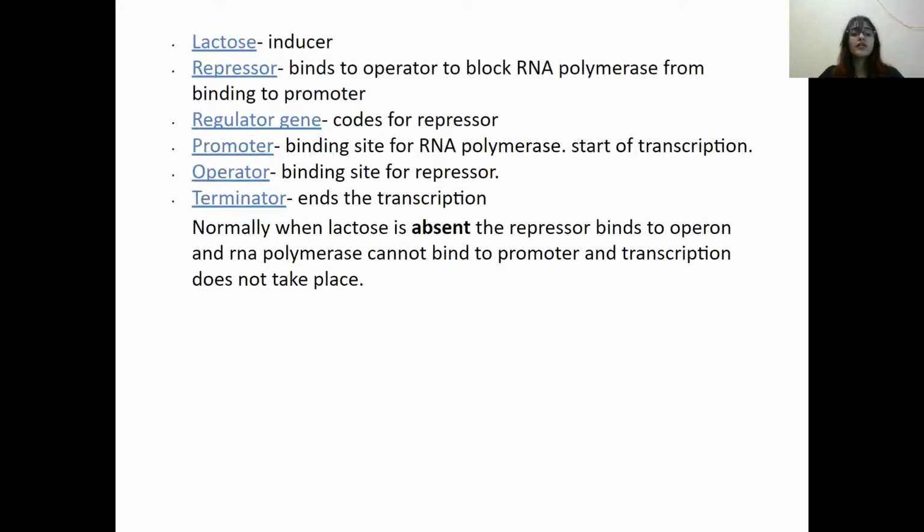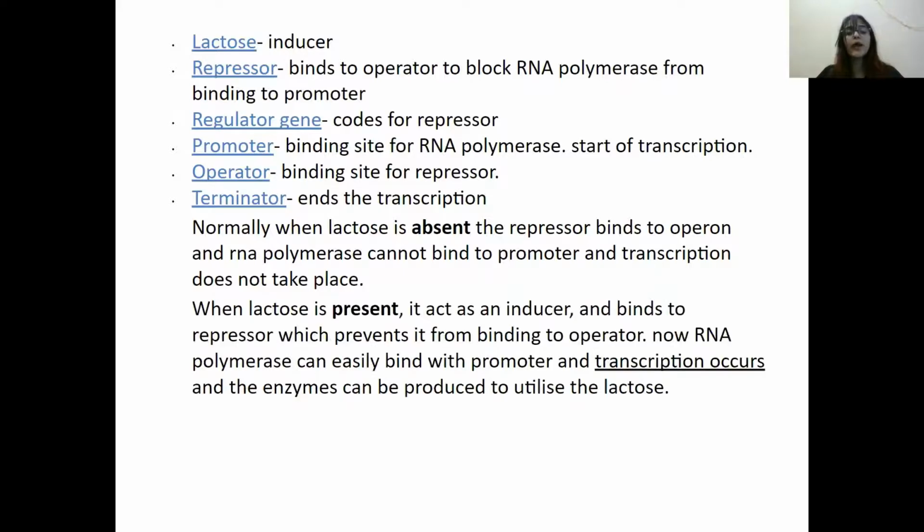So again, the repressor binds to the operator and blocks it, and when it is bound to the operator, it blocks RNA polymerase from working. And when lactose is present, it acts as an inducer. So obviously when lactose is present, we need enzymes, so transcription must take place. And how will transcription take place? If the repressor is stopped from blocking the operator, which in turn unblocks the RNA polymerase.